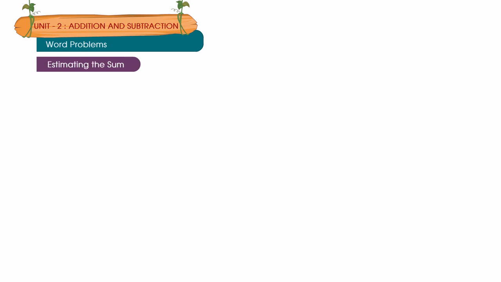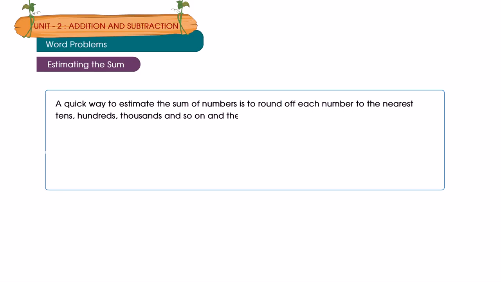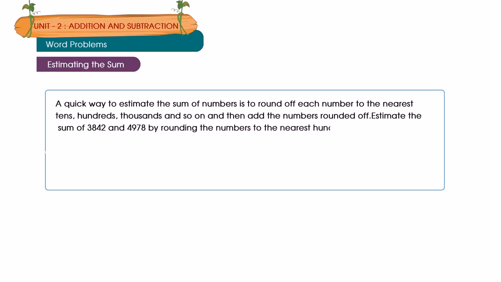Estimating the sum. A quick way to estimate the sum of numbers is to round off each number to the nearest tens, hundreds, thousands, and so on, and then add the numbers rounded off. Estimate the sum of 3,842 and 4,978 by rounding the numbers to the nearest hundreds. 3,842 is rounded off to 3,800 and 4,978 is rounded off to 5,000.